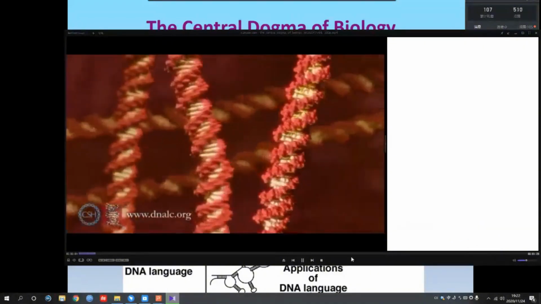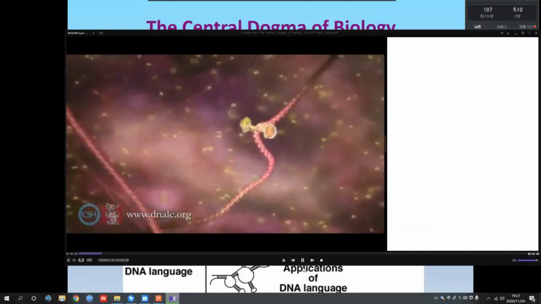Double helix contains two linear sequences of the letters A, C, G.